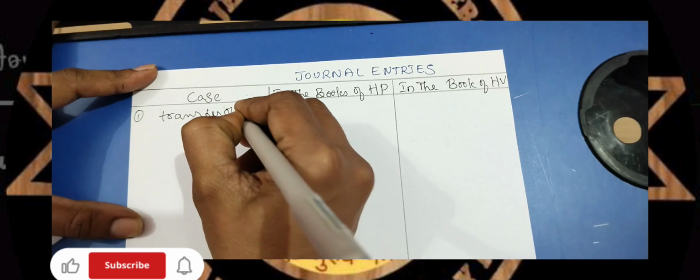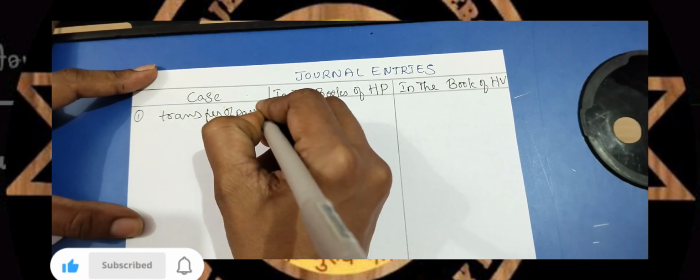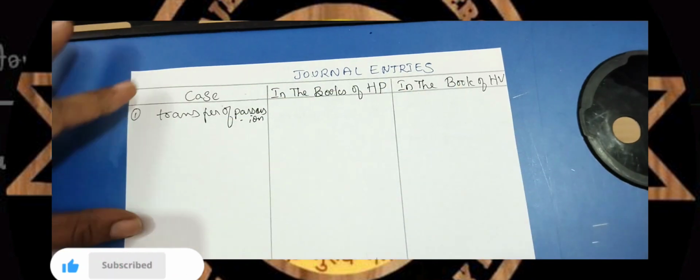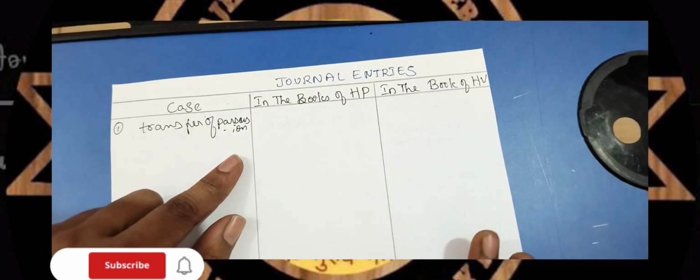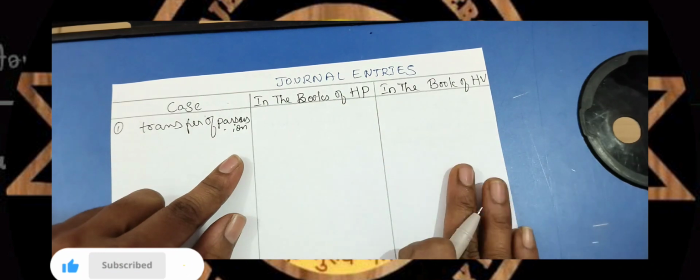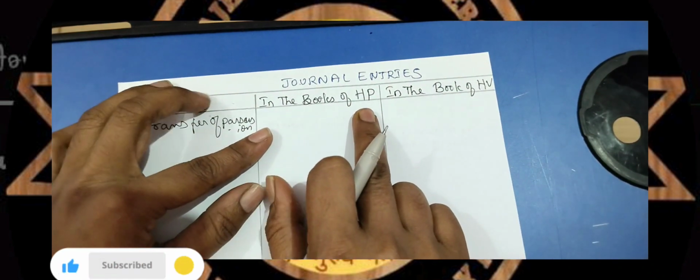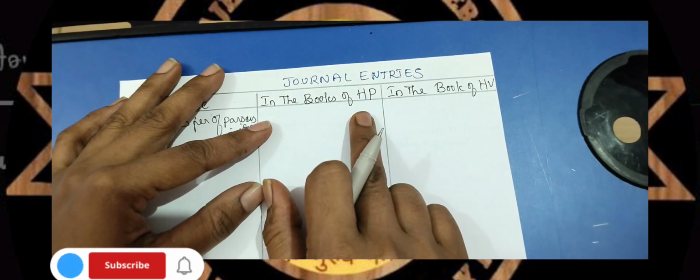Transfer of possession, not ownership. So you can't leave the word incomplete; you need to complete it. Transfer of possession. So when transferring possession, in the books of the hire purchaser, he is receiving the asset, right?